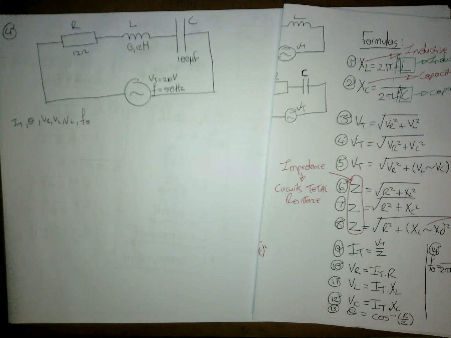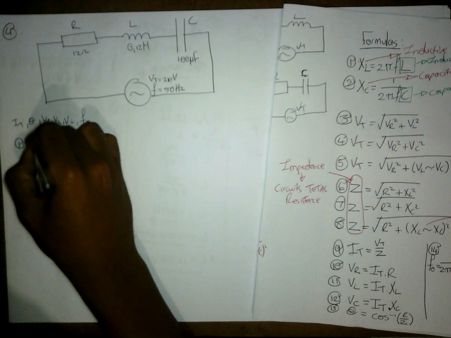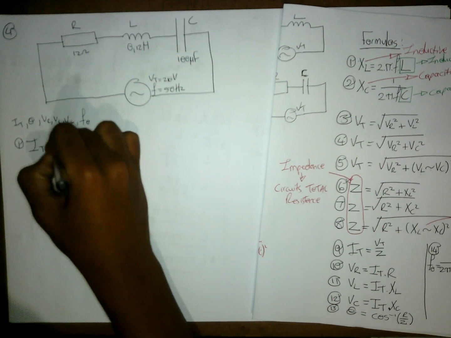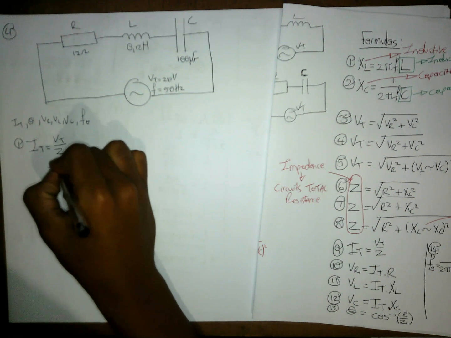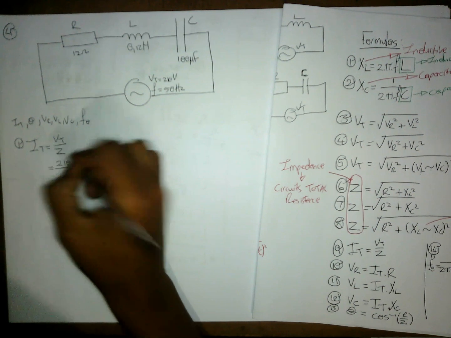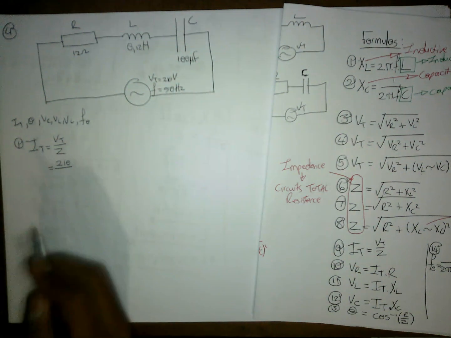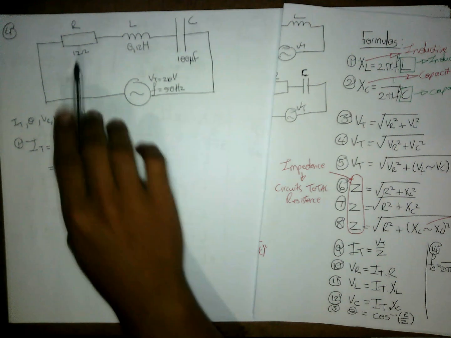Okay, so we have the circuit and they're asking for the total current first. So for total current, IT equals VT over Z. We have our VT, it is 210. But now we need our Z. And to get our Z, we need all the resistances in the circuit.